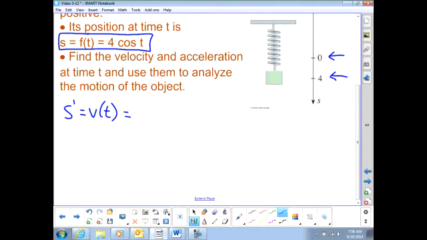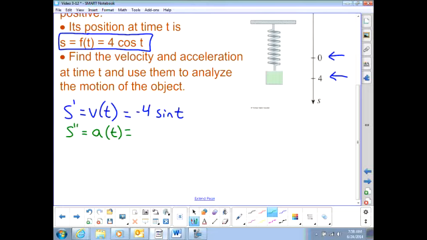Derivative of 4 cos t, well, remember, don't worry about the 4. Take the derivative of cos t, which is negative sine t, and then multiply the 4 back in, and we'll get negative 4 sine t. So that is our velocity function. To find our acceleration function, just take the derivative of that. So we could do s double prime t, or we could also call it a of t for our acceleration function.